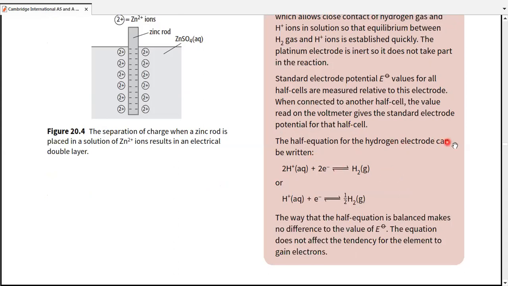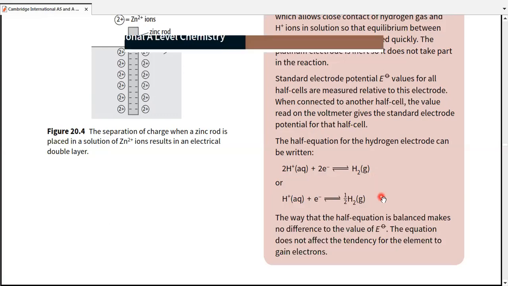The half equation for hydrogen electrode can be written in this form or in this form. See, both ways it's fine. The way that half equation is balanced makes no difference to the value of E naught. Hence, both ways are fine. The equation does not affect the tendency for the element to gain electrons. So whether we write it like this or we write it like this, the tendency for gaining electrons for an atom or losing electrons for an atom will not change.